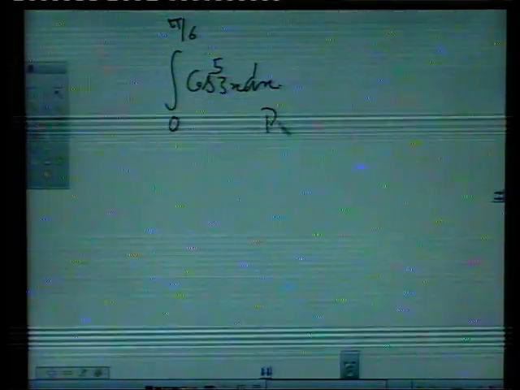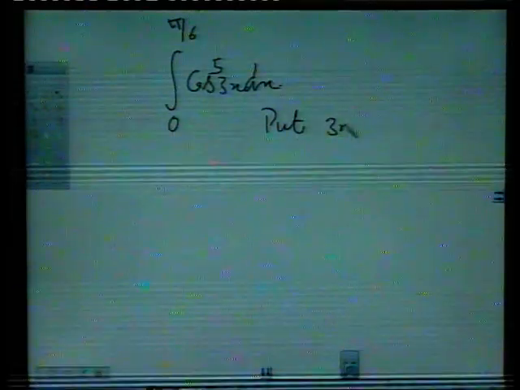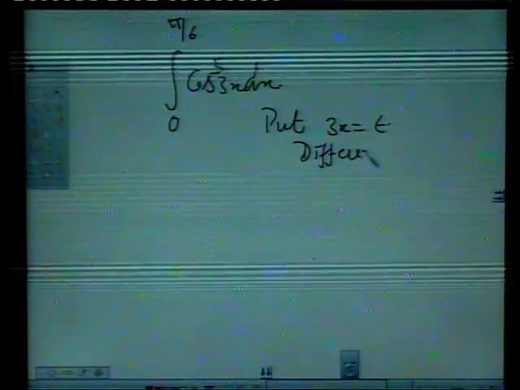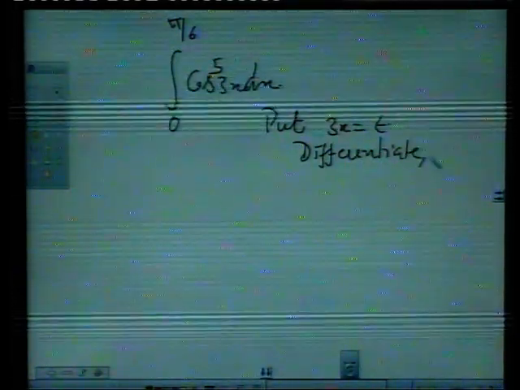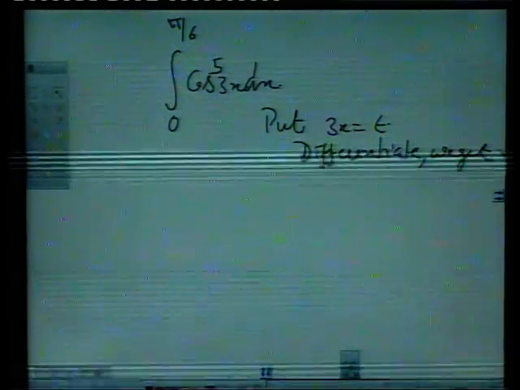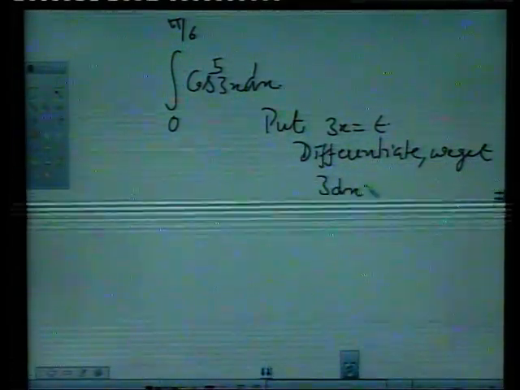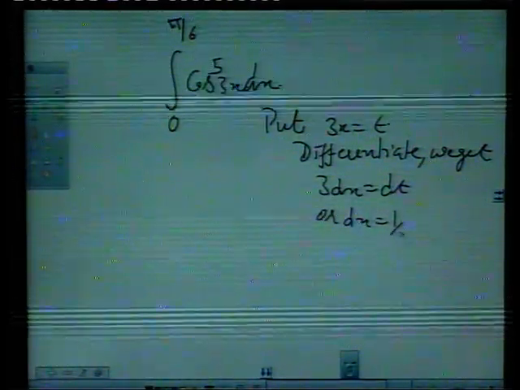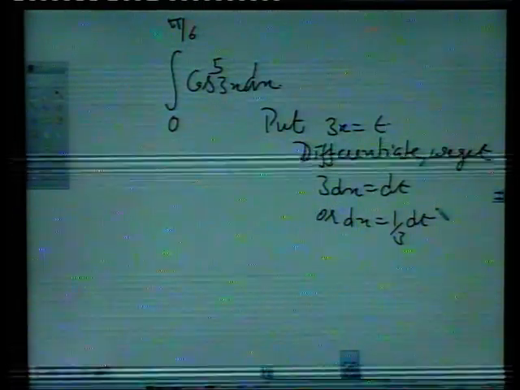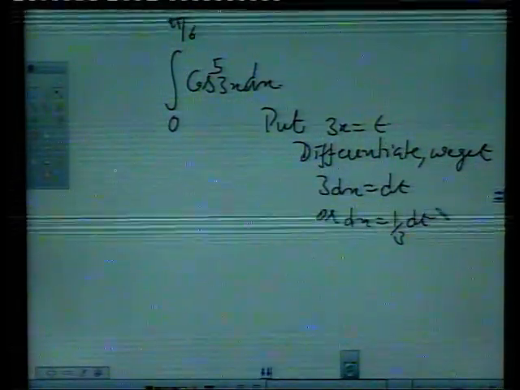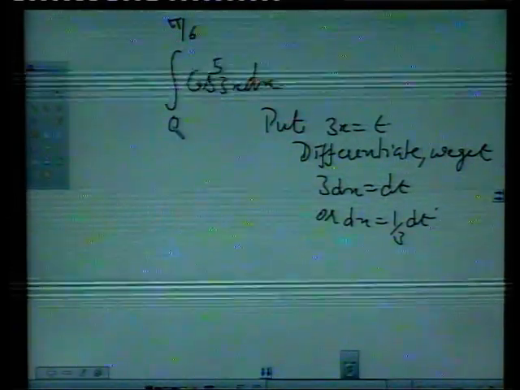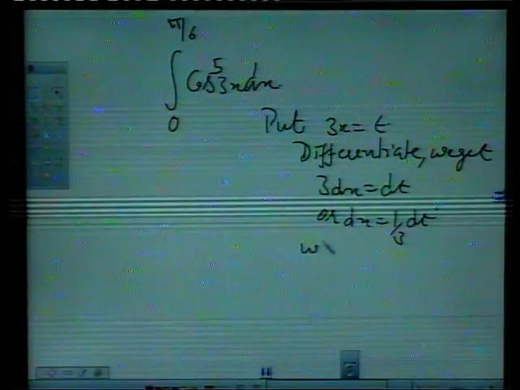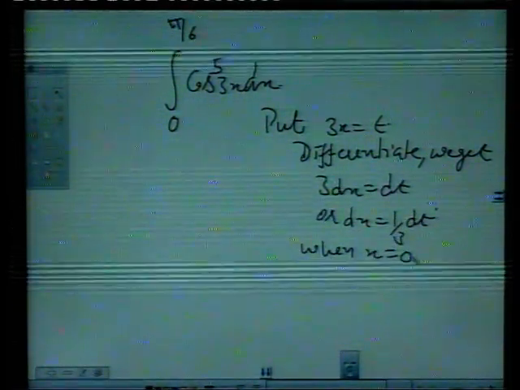For that, put 3x is equal to t, then differentiate: we get 3 dx is equal to dt, or dx is equal to 1 by 3 dt, right. Now, limit is from x equal to 0 to x equal to pi by 6. What happens when x is equal to 0?